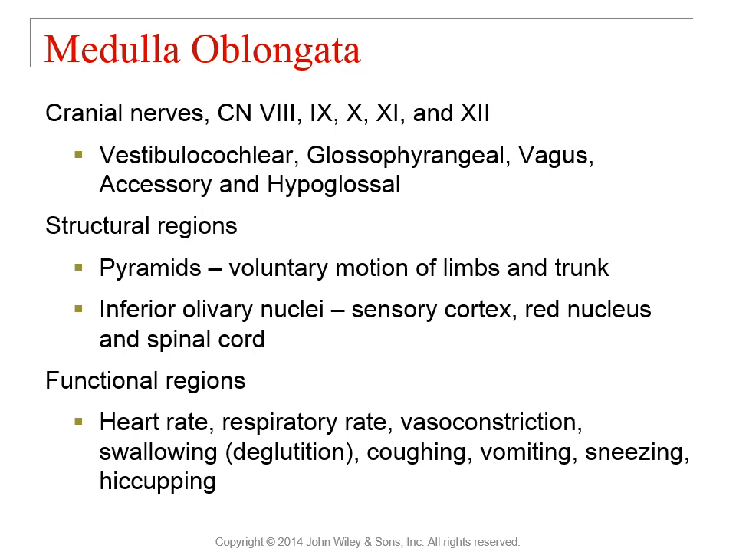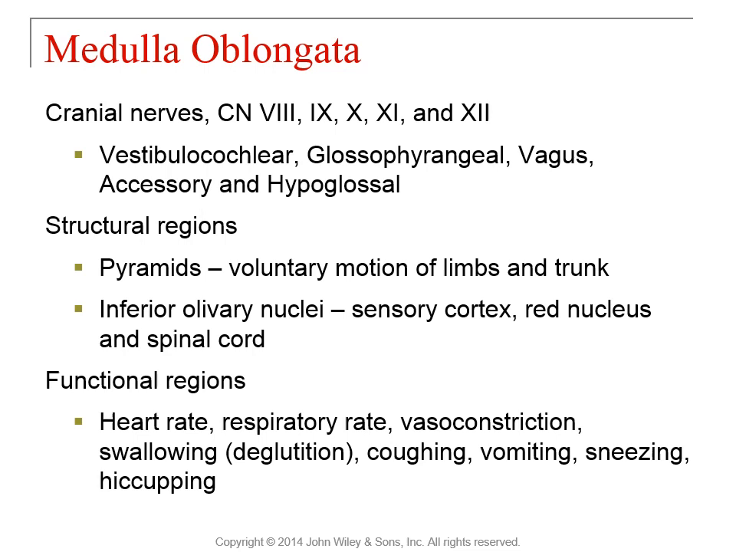Only the one portion is going to be innervated through the medulla oblongata. The other half of it is going to be split to the pons. So cranial nerve number 8 will originate from both the pons and the medulla oblongata. So as we saw, different structural regions in there include the pyramids. These are going to be the voluntary motion areas for the limbs and the trunk. The olivary nuclei are going to include the sensory cortex as well as the red nucleus. We'll see why it's called red in a few seconds here. It also actually receives innervation from the spinal cord.